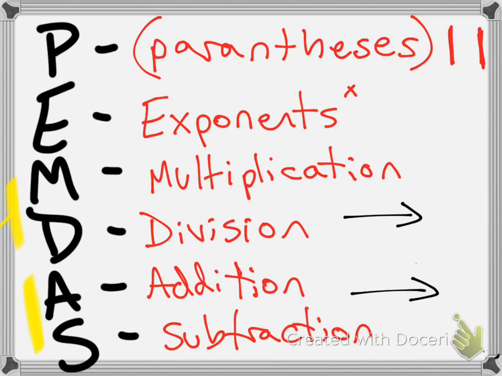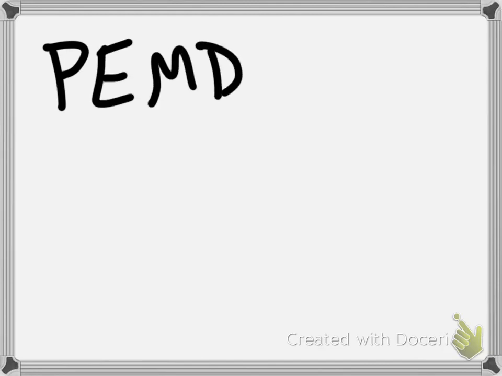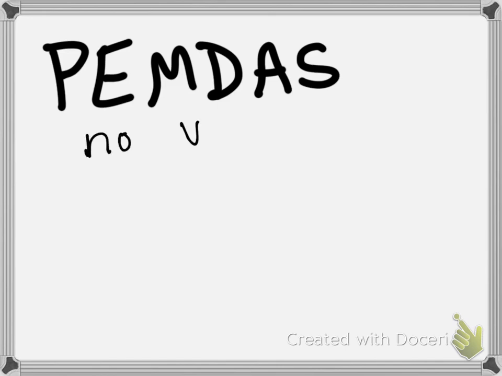So we solve with PEMDAS whenever there's no variable. So we use PEMDAS. This is important to know. Okay? We use PEMDAS when there is no variable.